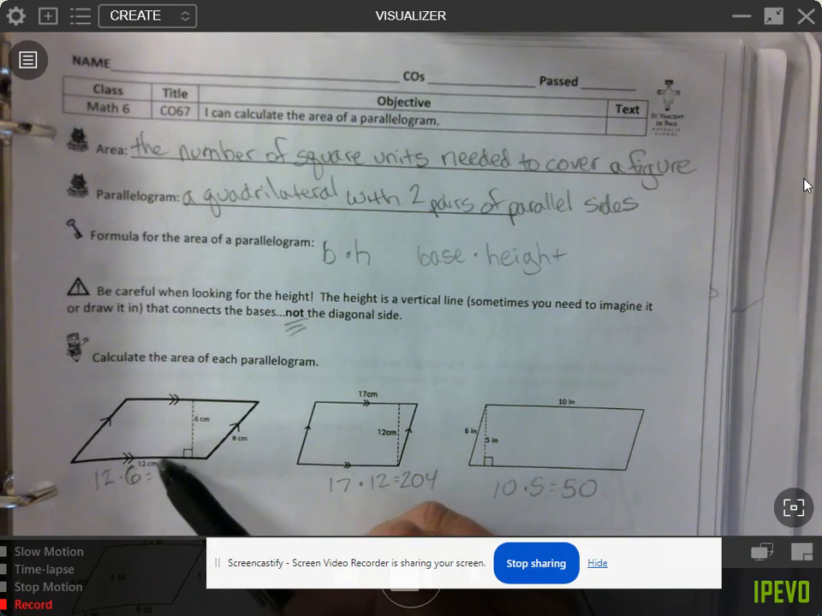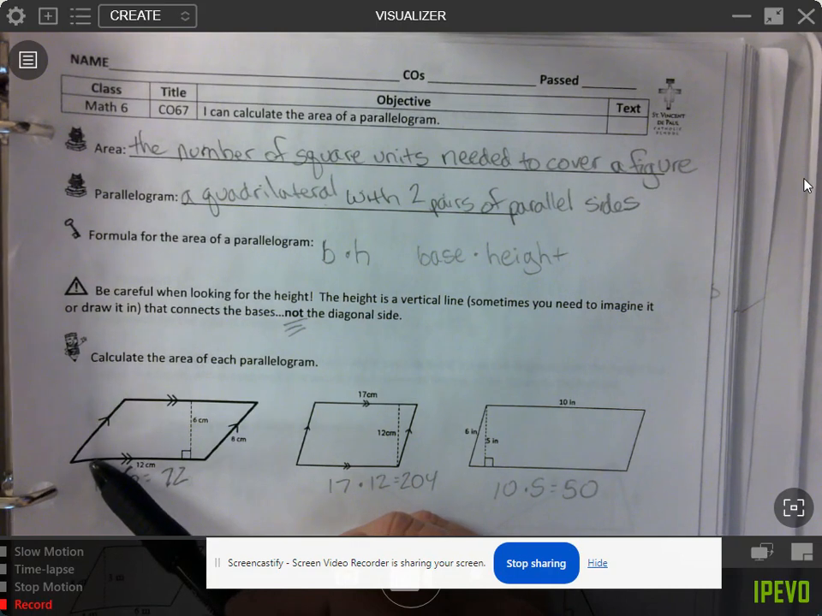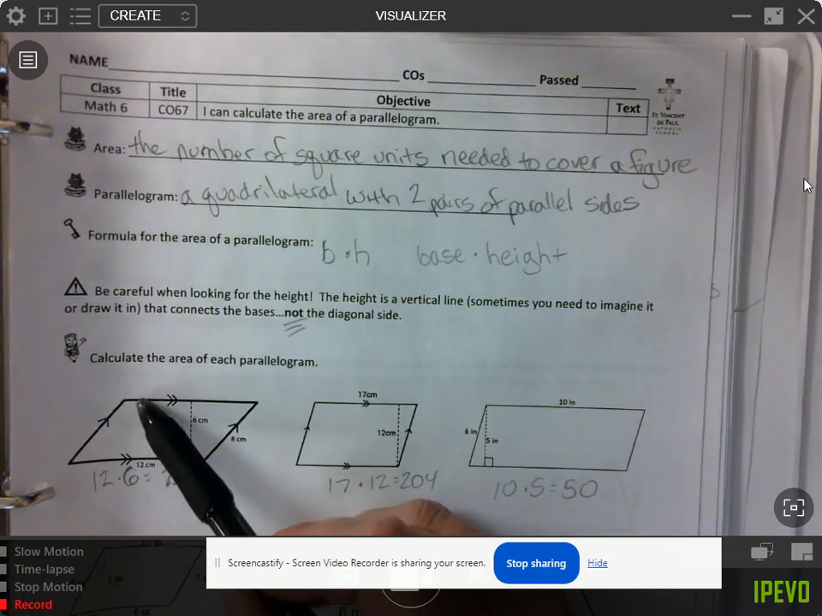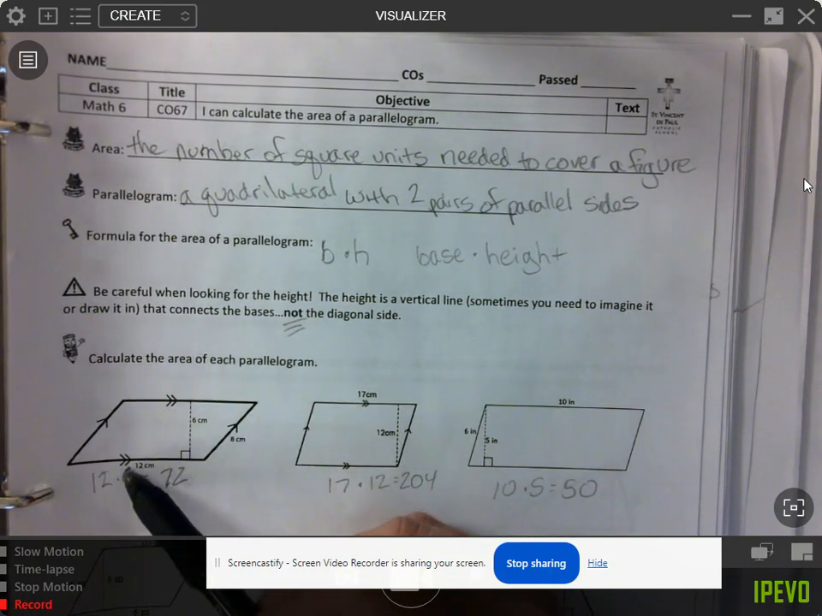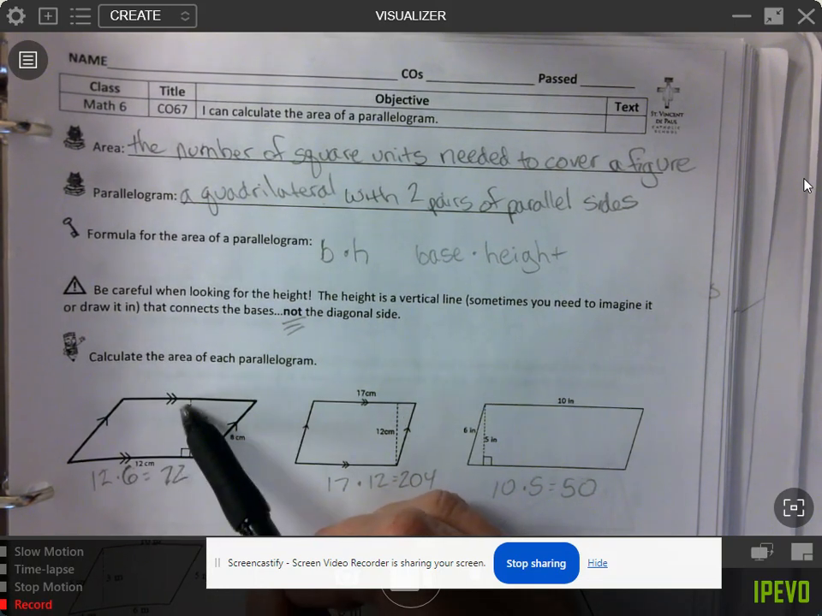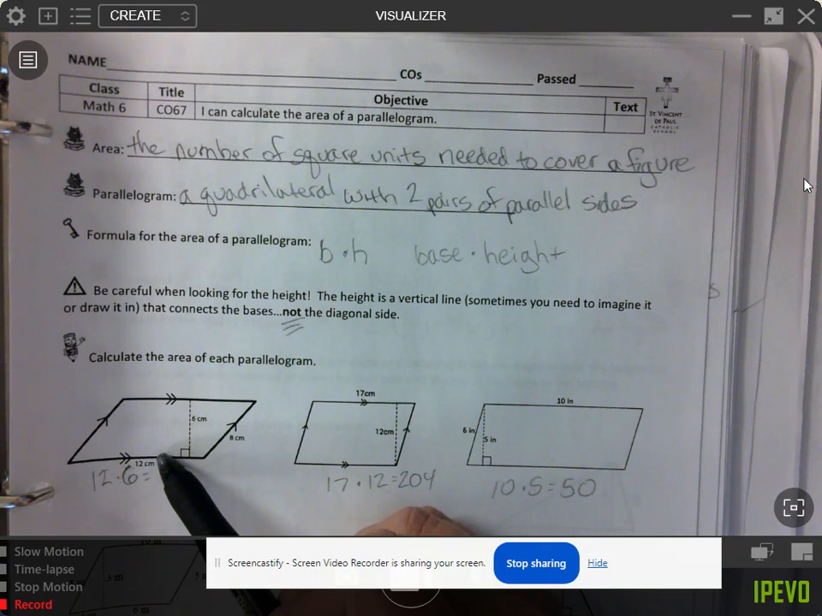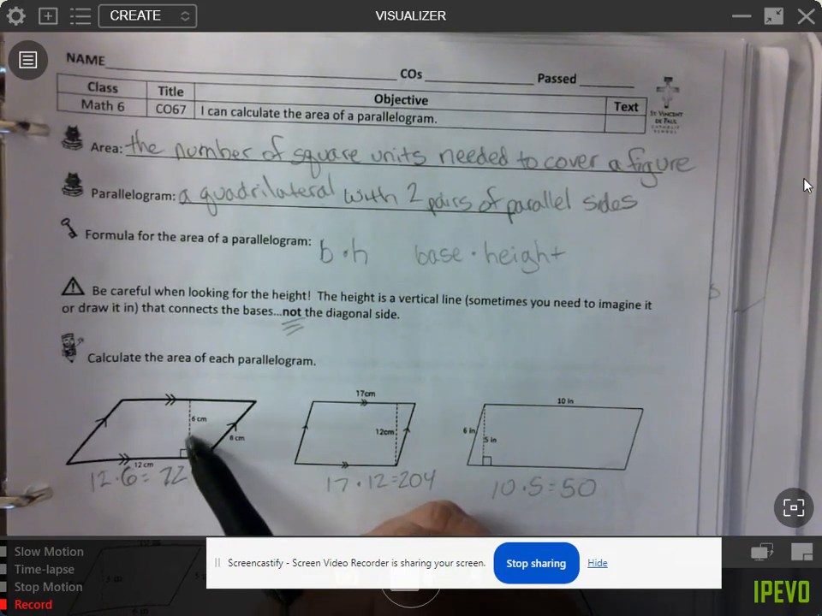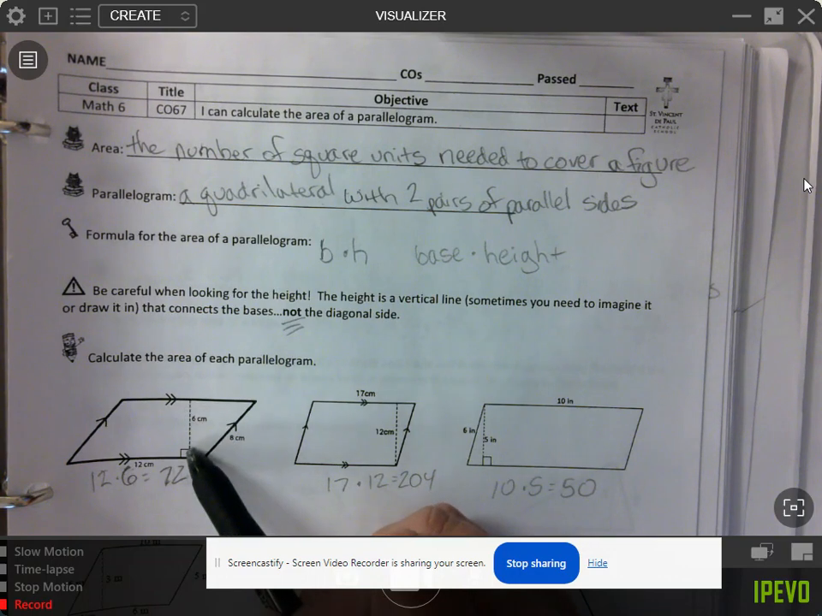So we've got the base on bottom, base on top. They are the same sizes. They are congruent. We can see that from those marks given. So we know it doesn't matter if we're given the top or the bottom. And then we always want to take that height.